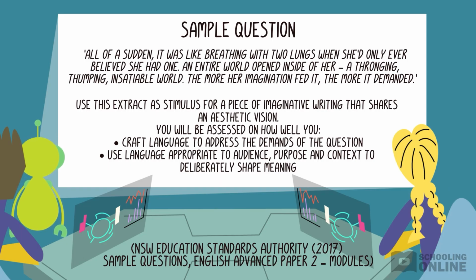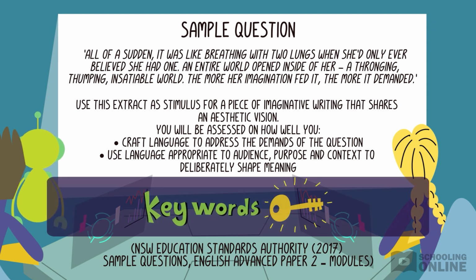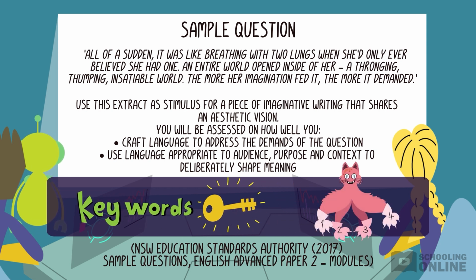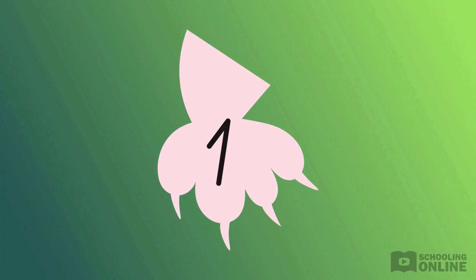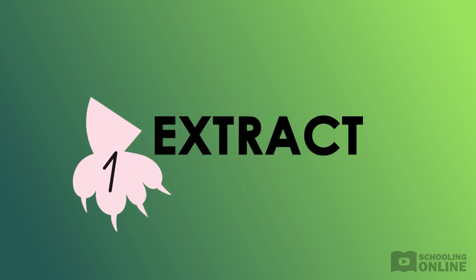It's always good to figure out how many moving parts or limbs a question has. You can do this by looking at the key words. It's also helpful to treat an exam question like an awkward octopus. The first limb is the extract.